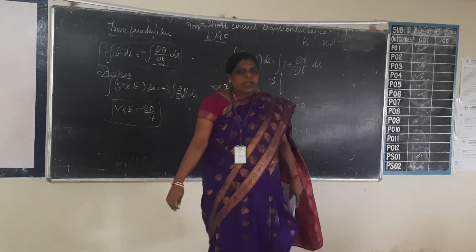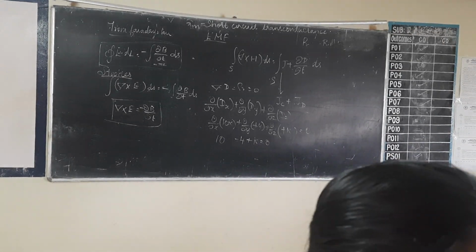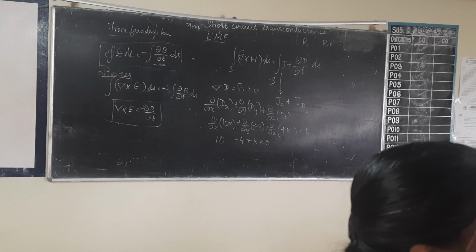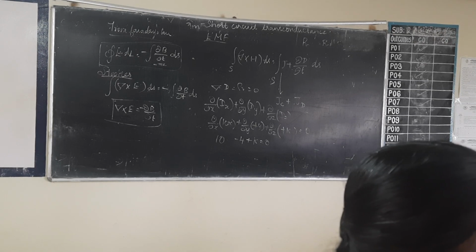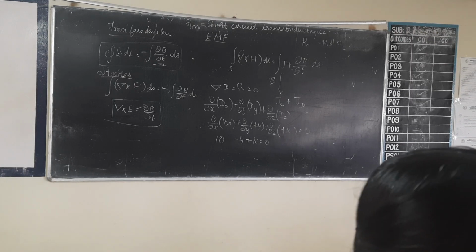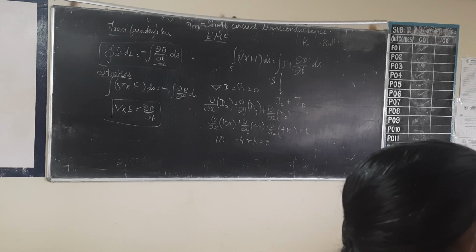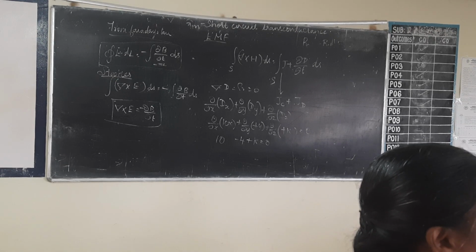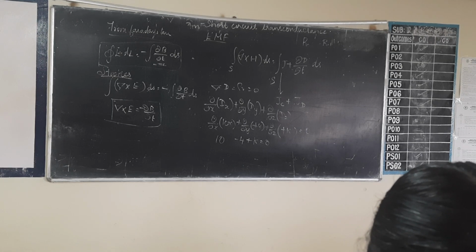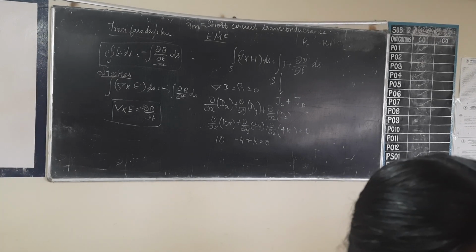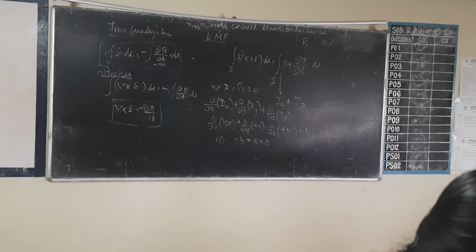K is equal to 6 or minus 6? Minus 6 microcoulomb per meter square. So now K is equal to minus 6 microcoulomb per meter square. Please stop so that it is easy for me to complete the problem. I get the answers by making you stand. Have you all taken it? K is equal to minus 6 microcoulomb per meter square.